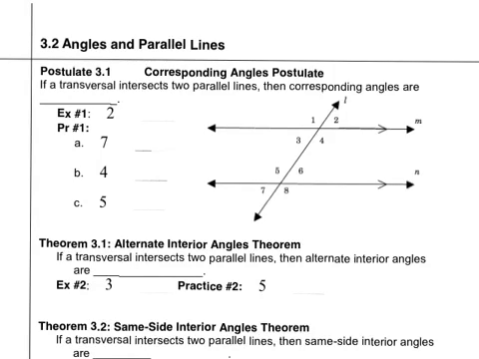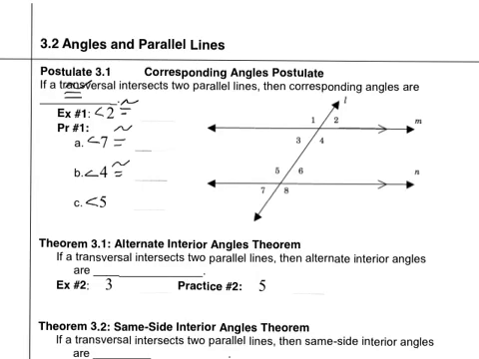Okay, 3.2, angles and parallel lines. Postulate 3.1 says, corresponding angles postulate. If a transversal intersects two parallel lines, then the corresponding angles are congruent. And so we want to know, what's angle 2 got to be congruent with? What does angle 7 have to be congruent with?